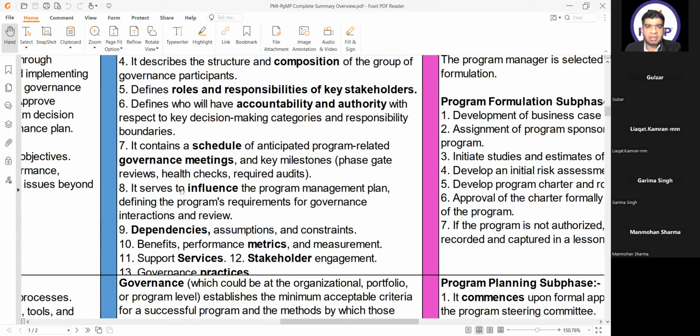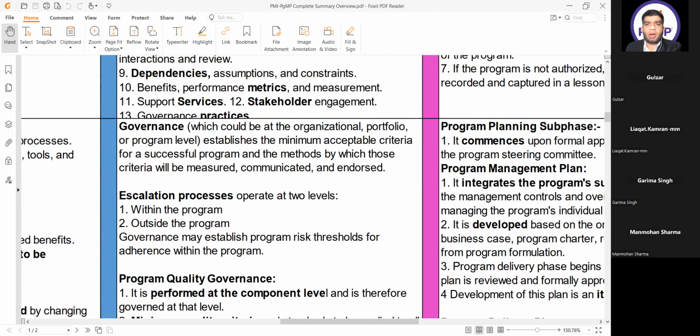It serves to influence the program management plan, defining the program's requirements for governance interactions and review, dependencies, assumptions and constraints, benefits, performance metrics and measurement, support services, stakeholder engagement, and governance practices. This is all included in the program governance plan.